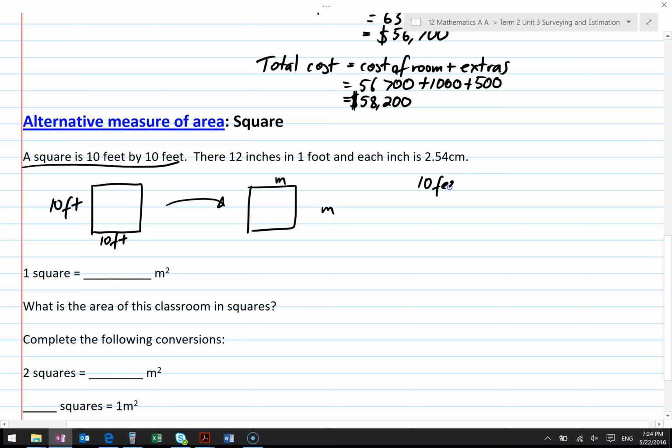I know 10 feet. If there are 12 inches in 1 foot, it'll be 10 times 12 inches, so 10 feet is 120 inches. And I know each inch is 2.54 centimeters. So I'll have 120 times 2.54 to make it into centimeters. This tells me that 10 feet is 304.8 centimeters.